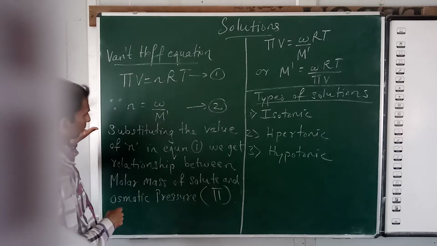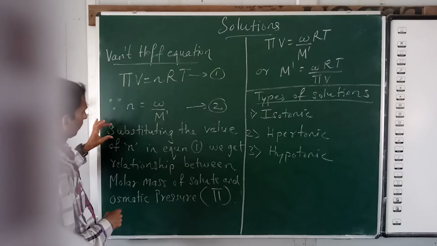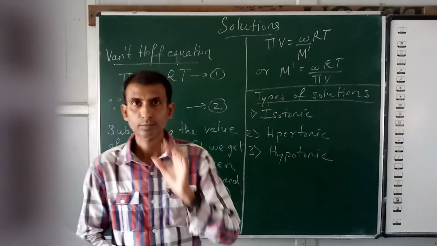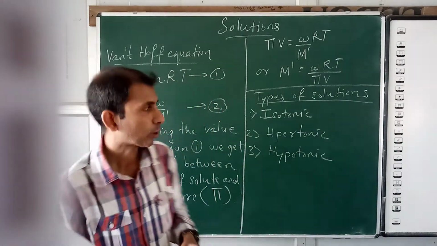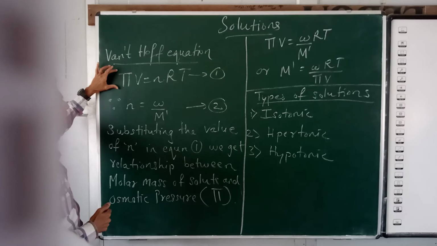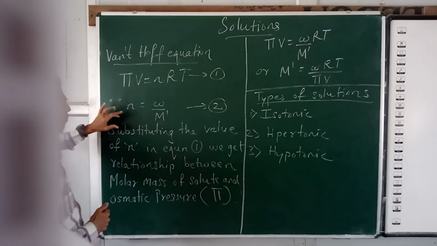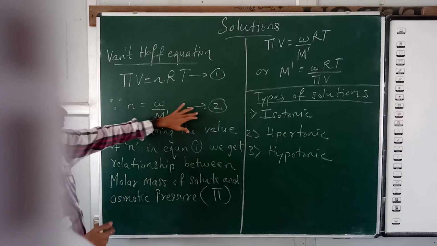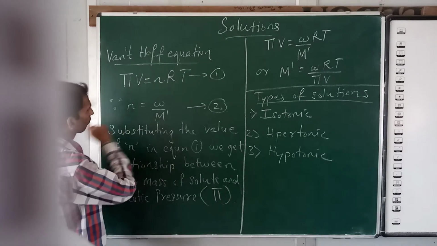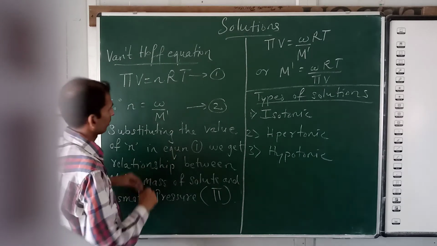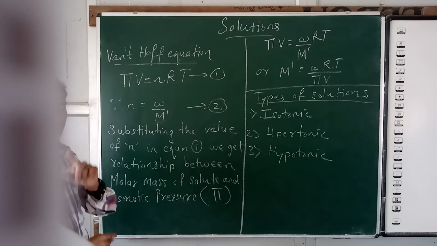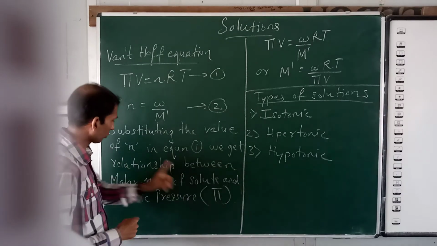So today's main equation that you have to derive shows the relationship between the molar mass of the solute and osmotic pressure. You write down the Van 't Hoff equation first: pi V is equal to nRT, that is equation 1. Then the number of moles is given by W upon M dash, equation number 2. Now substitute the value of n, the number of moles, in equation 1, and then you will get the relationship between the molar mass of the solute and osmotic pressure.